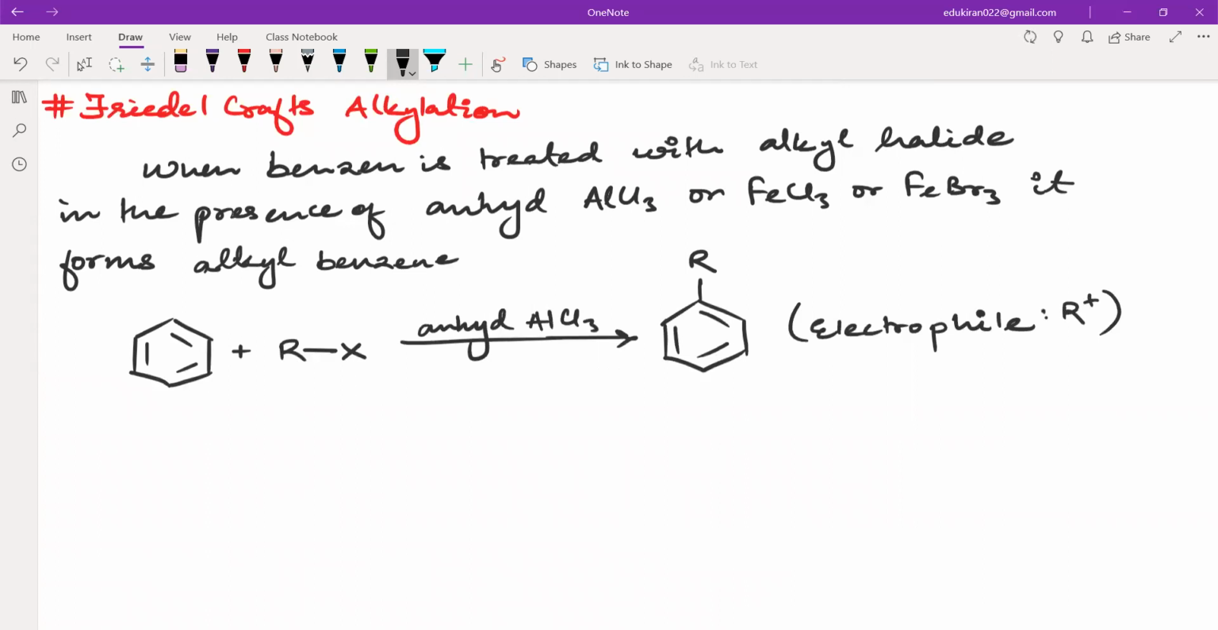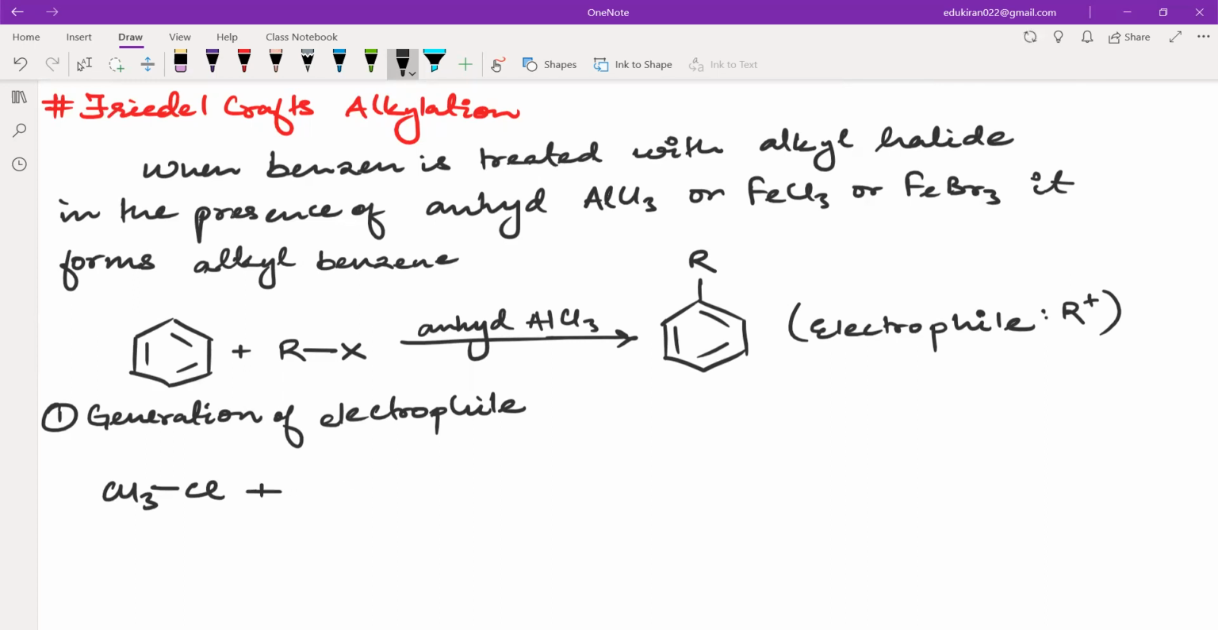R plus. Right? Now let us see how we will generate this R plus. So first, the mechanism: generation of electrophile. In this we have RX, let us say RCl. So let us take one example in which we have CH3Cl plus AlCl3. AlCl3 is a Lewis acid. So again this bond will break. The chlorine will attack the aluminium and you will get CH3 positive plus AlCl4 negative.